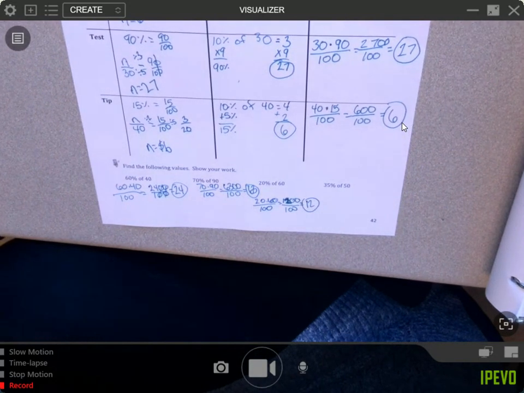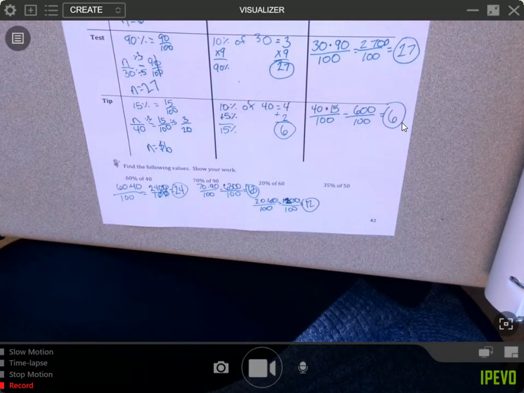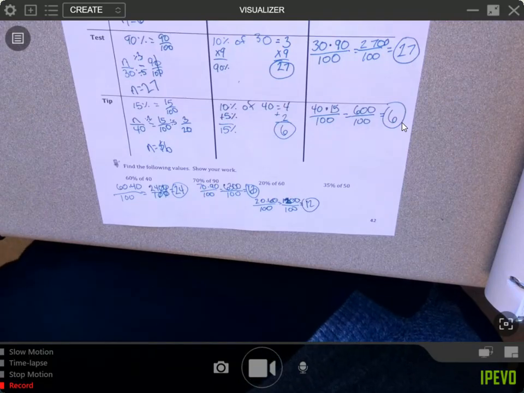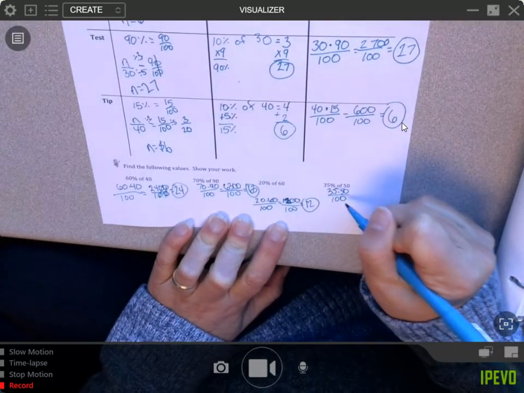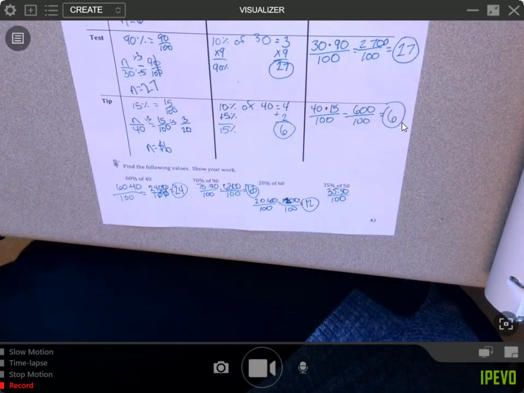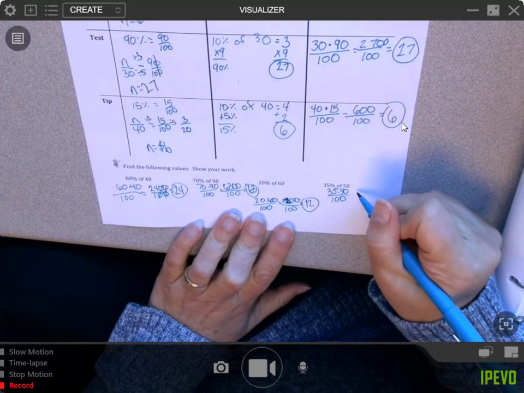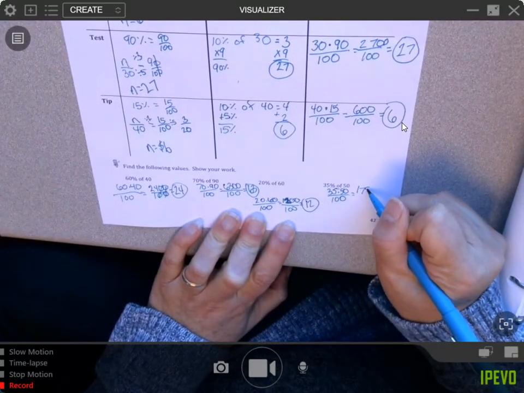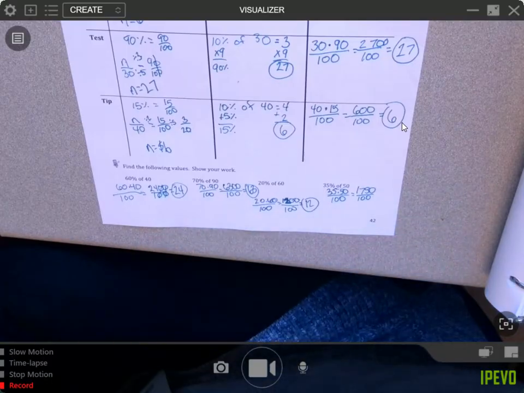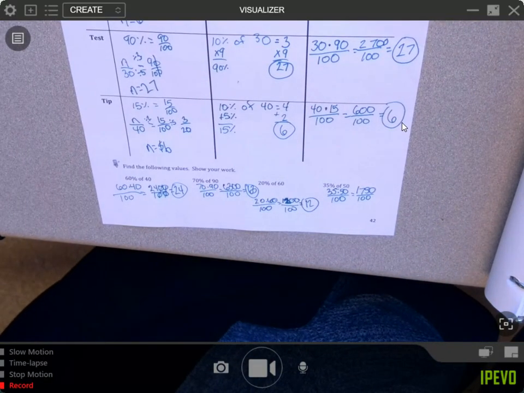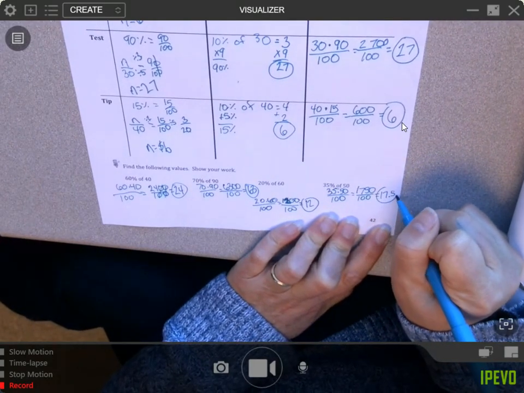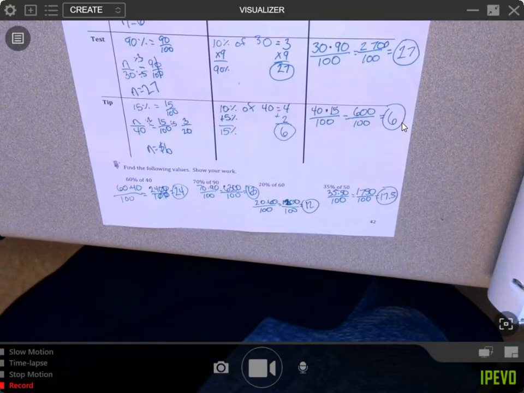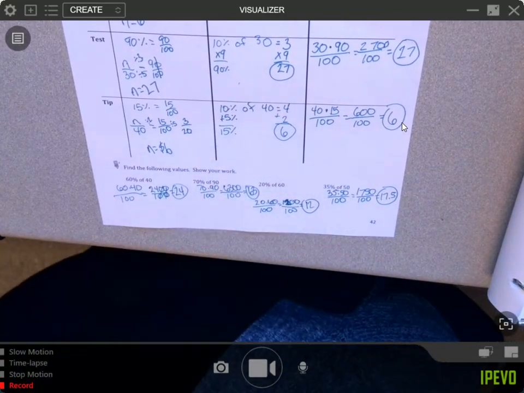Who's going to walk me through 35% of 50? Amala? 35 times 50. What is 35 times 50? What is 1,750 divided by 100? Hadley? 17.5. Make sense what to do? Graham?